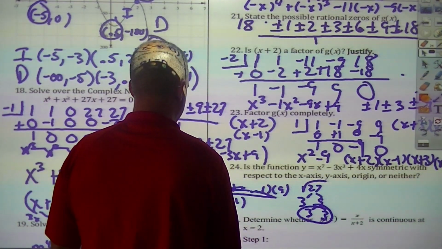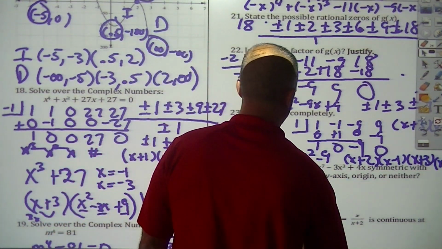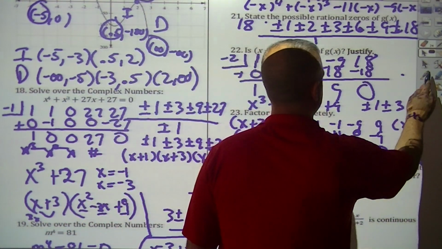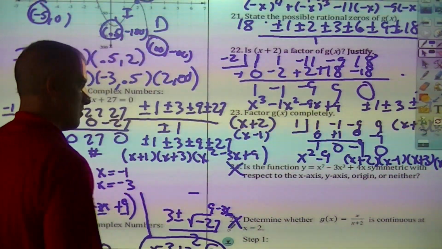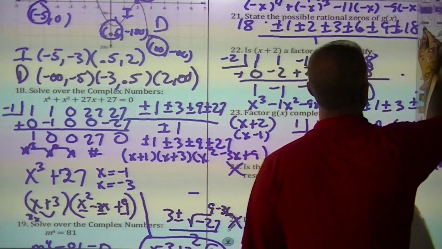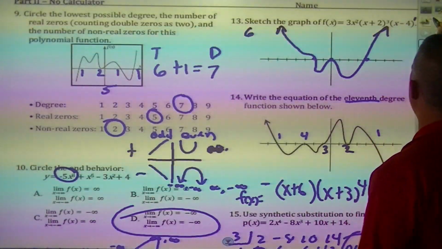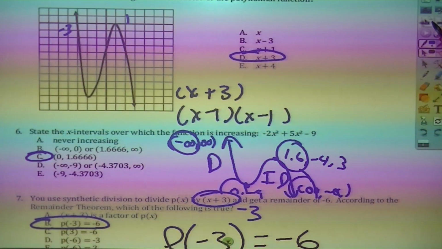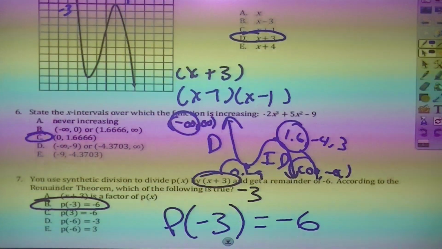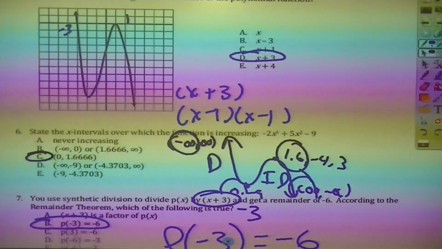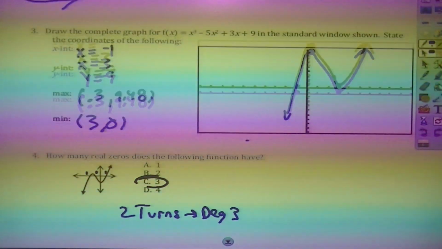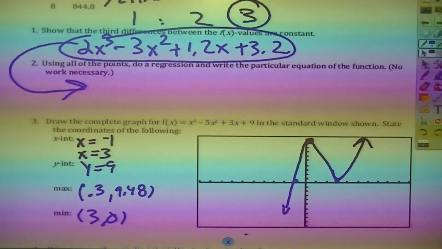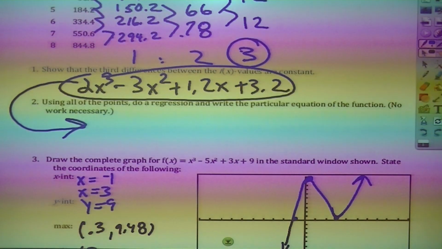These last two questions will not be asked actually on this, so we don't need to worry about 24 or 25. This will not be on your assessment. I think I skipped a problem back here. I want to go back and look. I got those. I think it's on the first page. Maybe I didn't skip one.